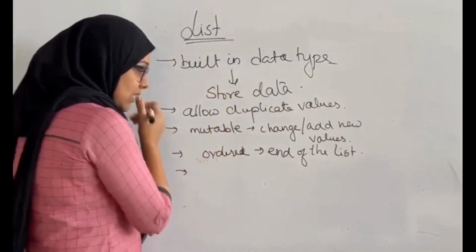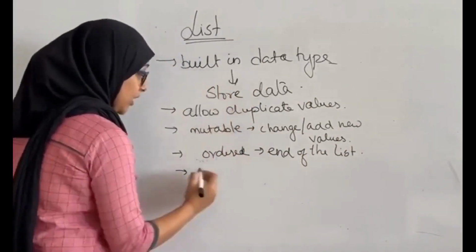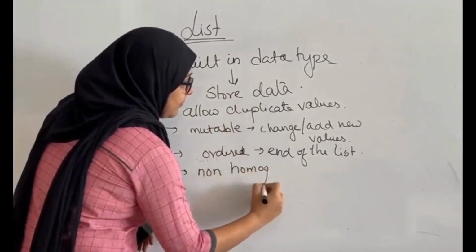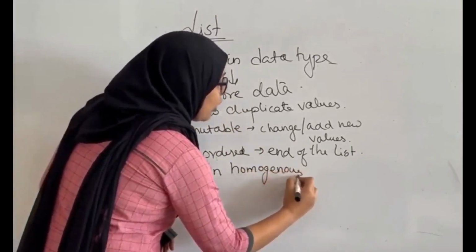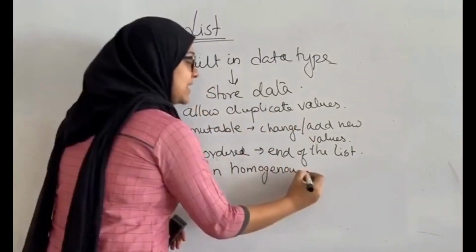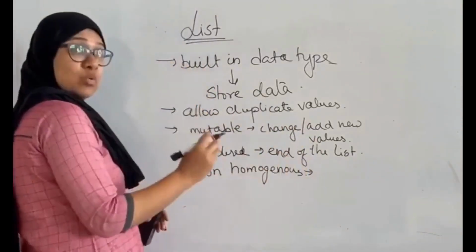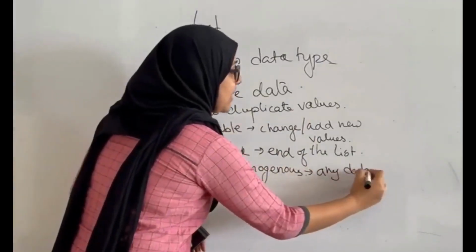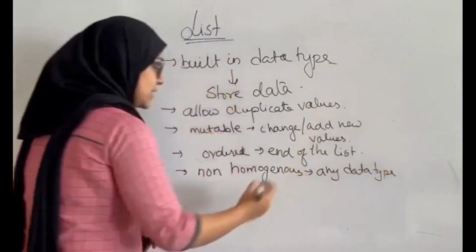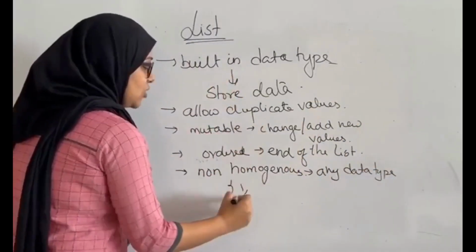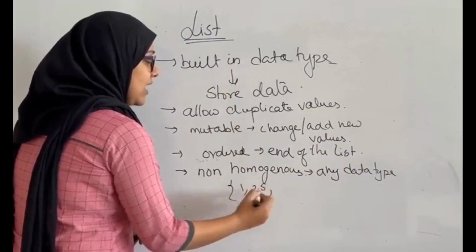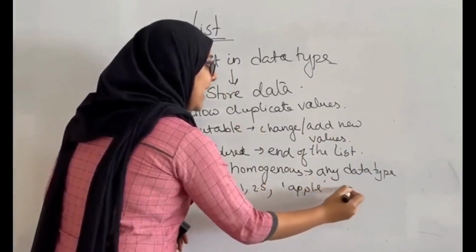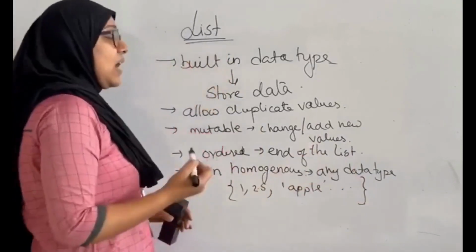Next, the most important point: lists are non-homogeneous. What do you understand by non-homogeneous? Non-homogeneous means lists can have values of any data type. Like we can have a list with integers, floating point numbers, even strings also. So we can have any data type in our list.